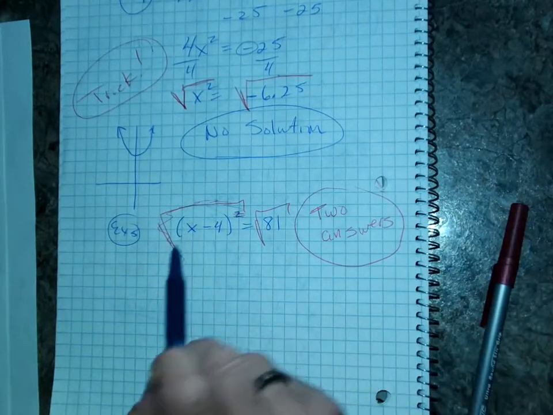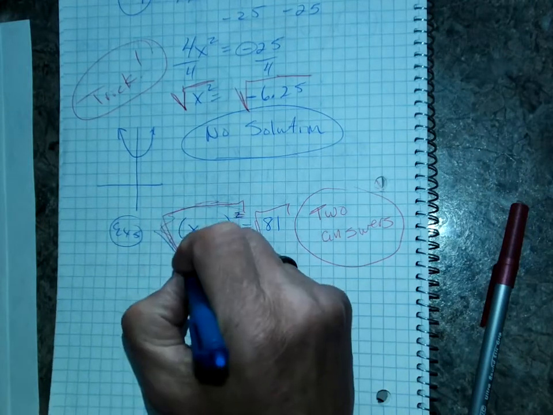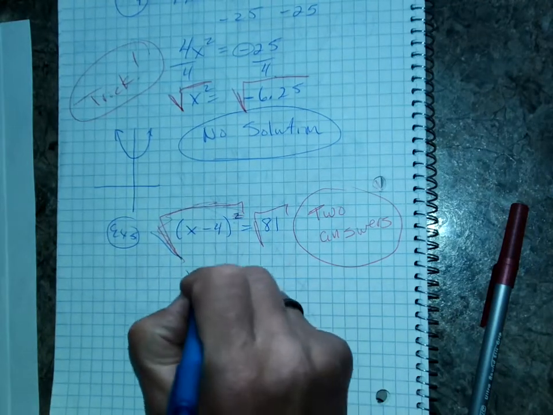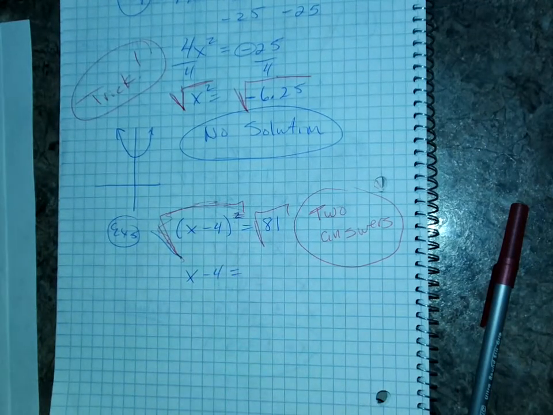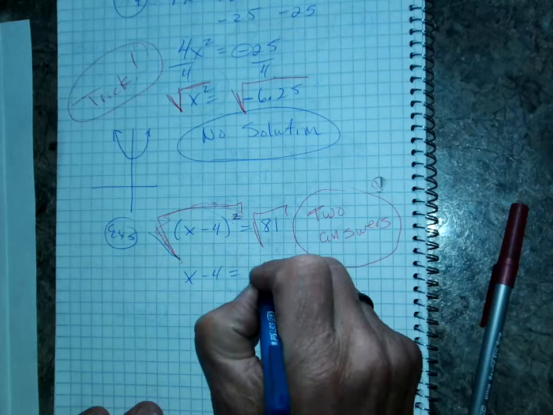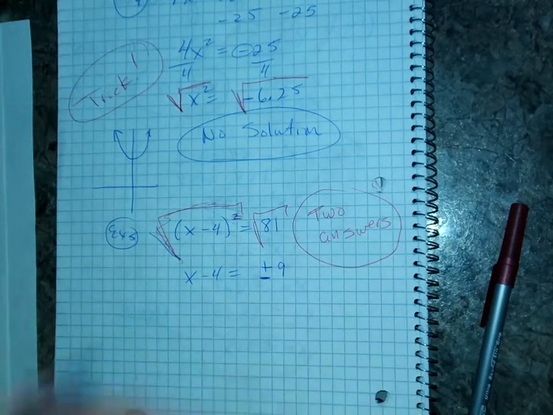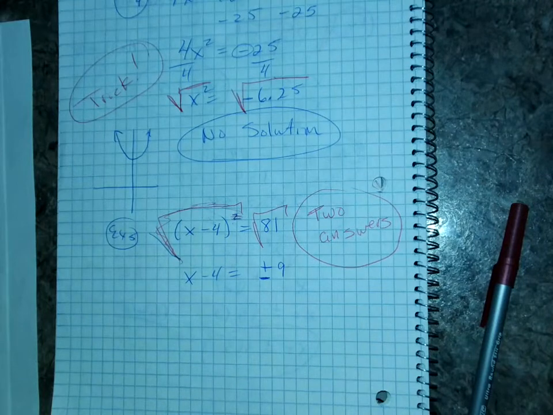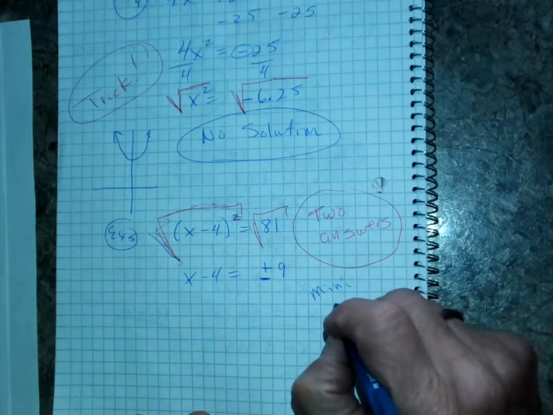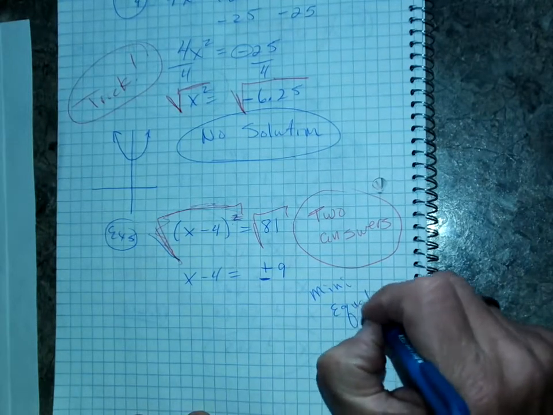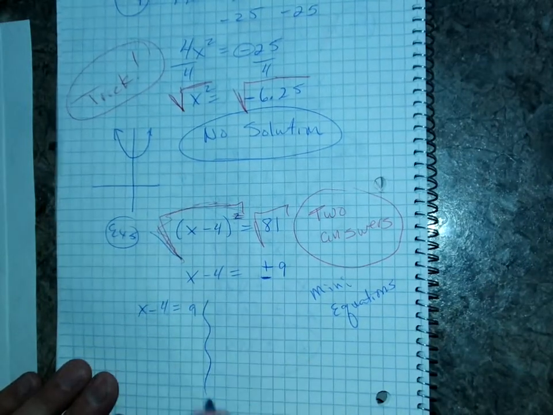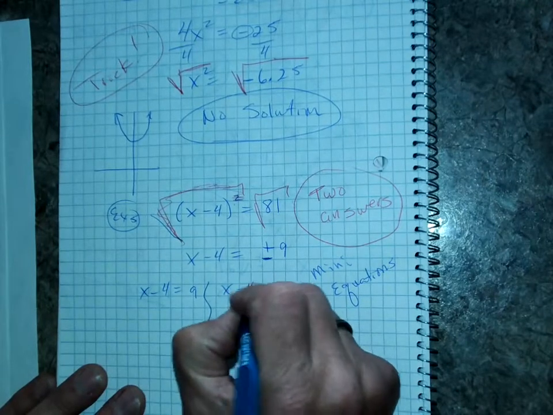So by taking the square root, what I can do is rewrite this as just a plain old x minus 4 equals 81. Now we've got to be careful because we're going to have two answers. Square root of 81 is 9, but it's also negative 9. So to get two answers, I'm going to make two little mini equations. We write this as x minus 4 equals 9 and x minus 4 equals negative 9.